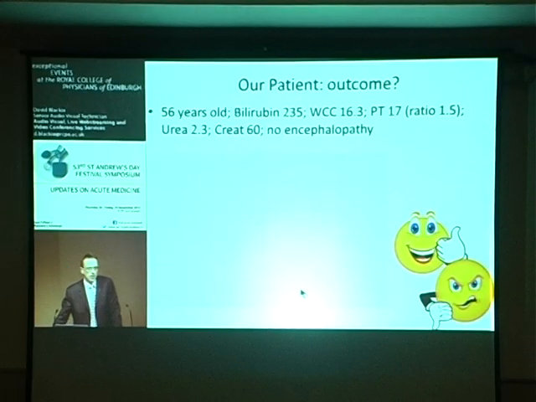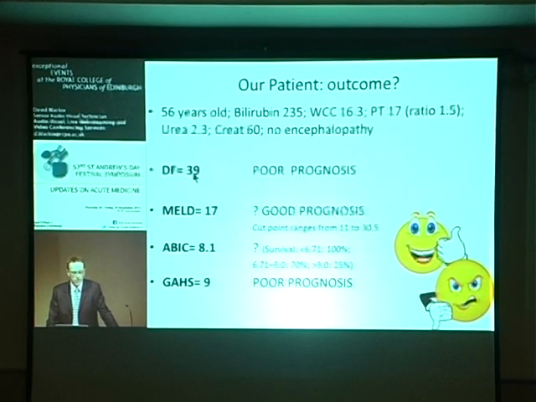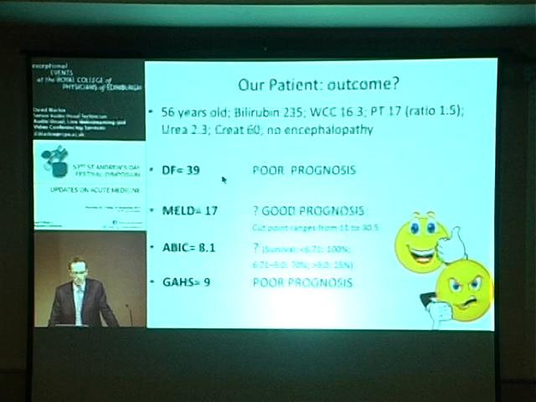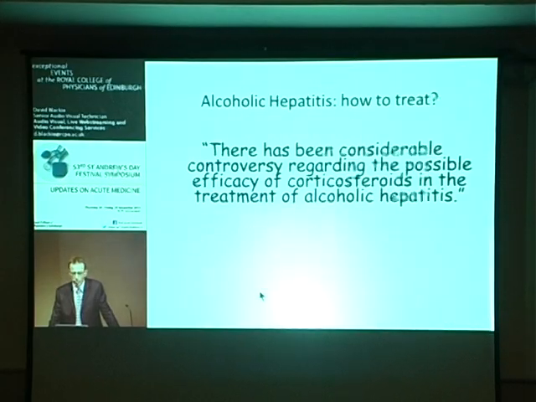So what about our patient outcome? We had a 9%, we had a 50%. Is this a thumbs up or a thumbs down? Well, if we look at the scoring systems, the discriminant function would be 39, poor prognosis. The MELD, which is an international scoring system, and ABIC, would also give us a questionable survival, and the GAS would be equal to 9, indicating in our view a poor prognosis.